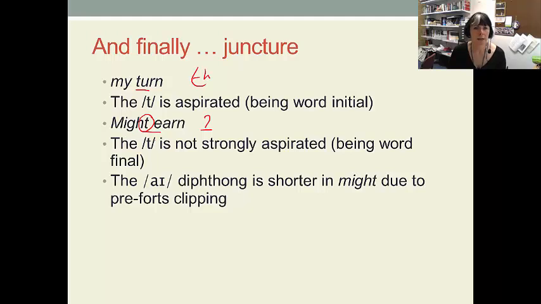Also, in "might earn", the I diphthong is shorter because of pre-fortis clipping. It's not much shorter, but it is a little bit shorter. So the position of sounds in words, what they're next to, is going to have an effect on the way that we pronounce them.